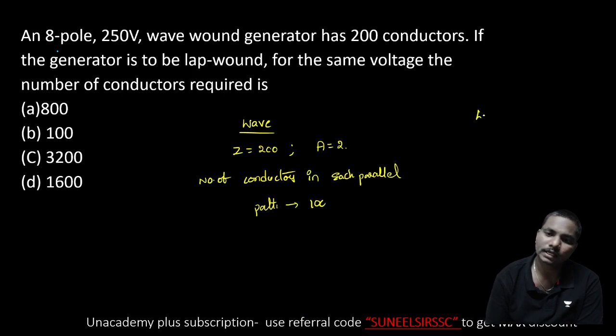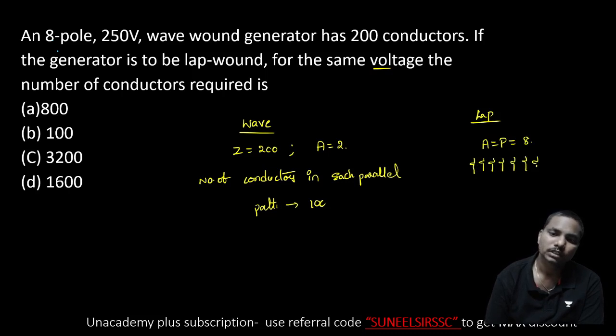So if you consider the lap winding, to get the same EMF, the number of conductors required will be dash. Here, if you want to get the same voltage, the number of parallel paths is nothing but the poles. So how many parallel paths? 8 parallel paths. So here we have to wind with 8 parallel paths.